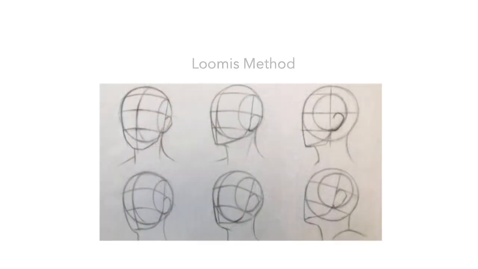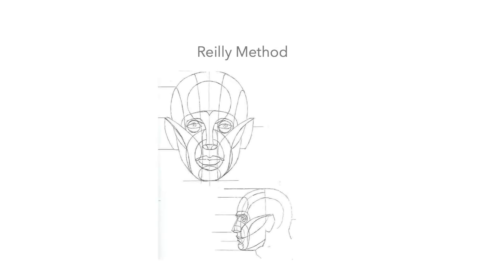The second one is the Loomis method. The Loomis method explains the construction of the head by using simple forms and measured proportions. You start with a sphere, break it into four equal sections with two lines, flatten the side part, and then place the features using the derived measurements. It has been talked about a lot and you must be familiar with it. But we are here to discuss the Reilly's method.